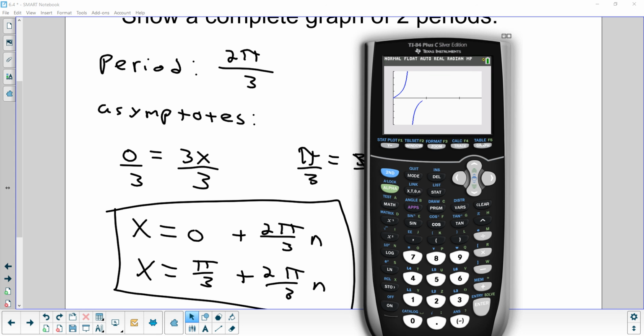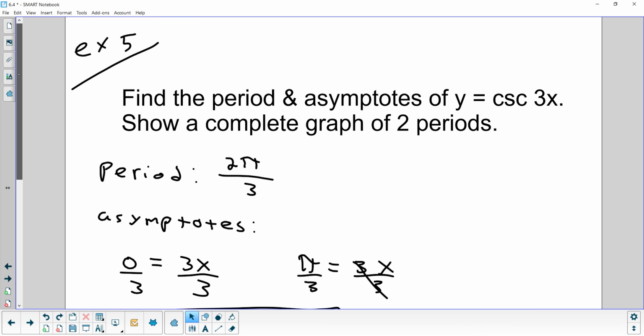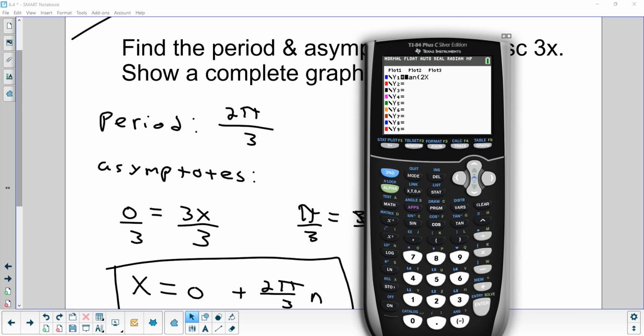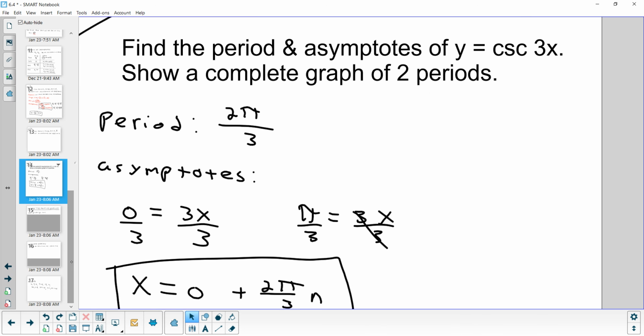But we should see exactly 2 U-shapes. I must have not typed in the function. Nope. You always have to type it in. Cosecant of 3x, 1 divided by sine 3x. All right, so we should see 2 U-shapes and 2 N-shapes. And that's exactly 2 cycles. Any question on that? All right, let's see.